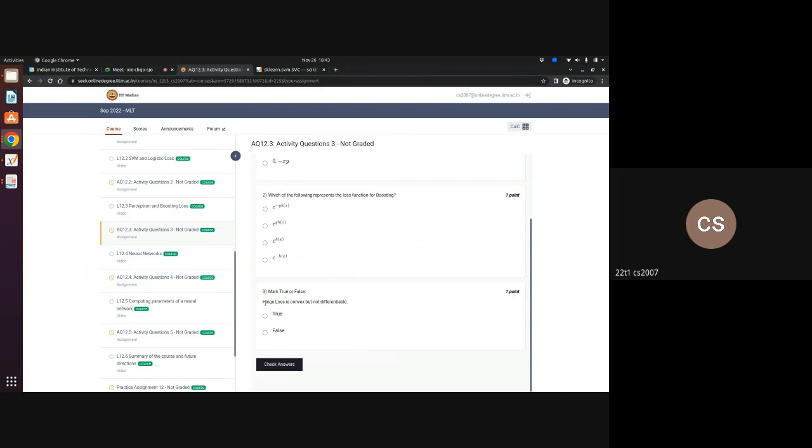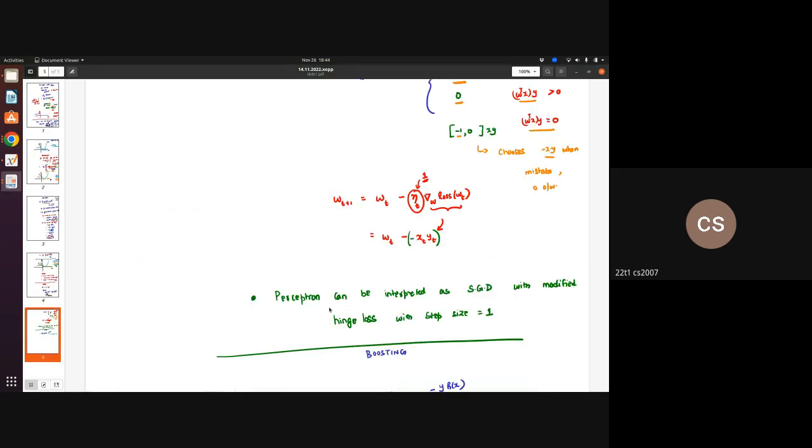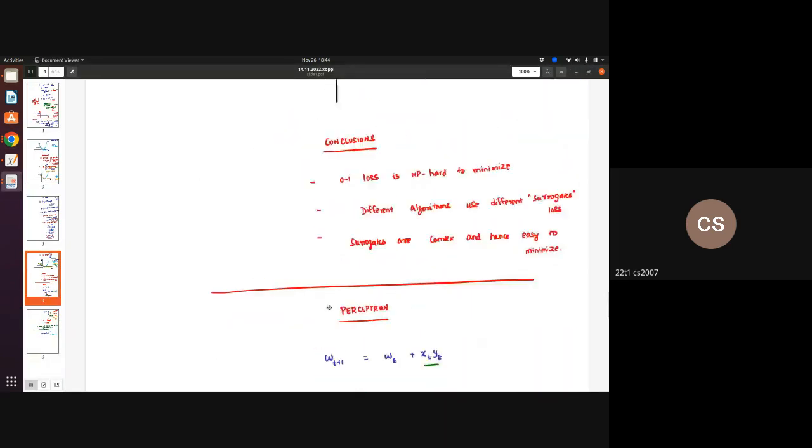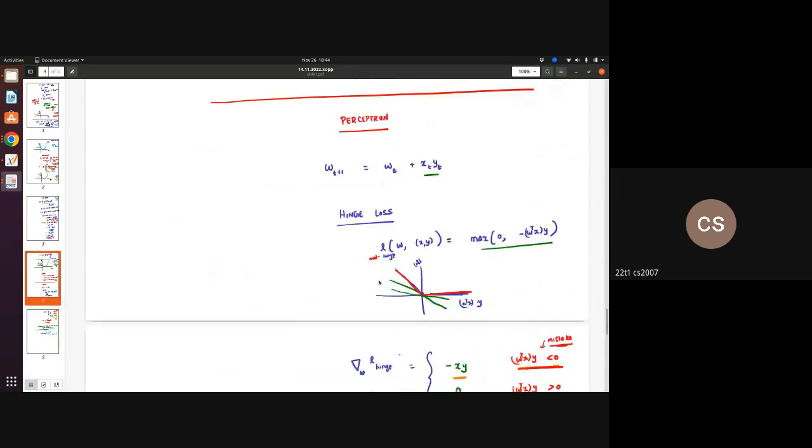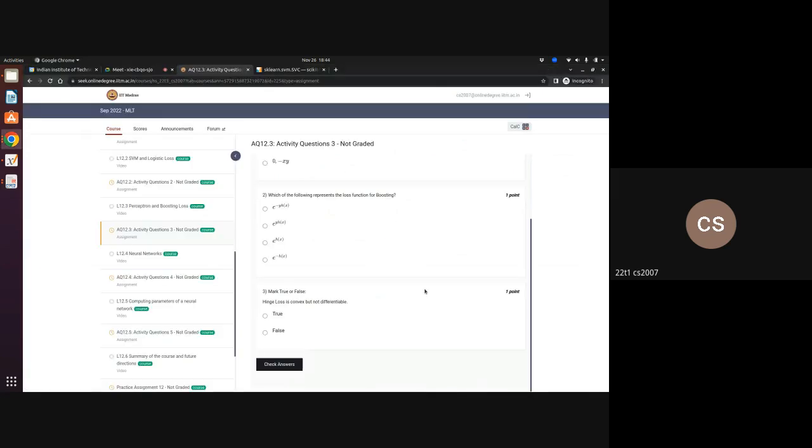And next one, hinge loss is convex but not differentiable, right? So we have seen what is hinge loss. This is hinge loss. This is convex. Yeah, that's true. But it is not differentiable. We say that a function is differentiable if it is differentiable at all points, but it is not differentiable at one point. So we'll say it is not differentiable. The other thing is that we can use subgradient, but as we see, this is not differentiable.